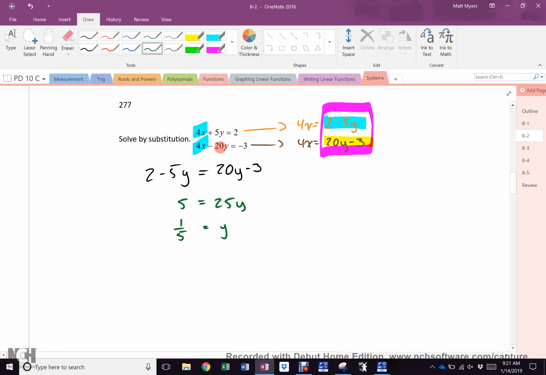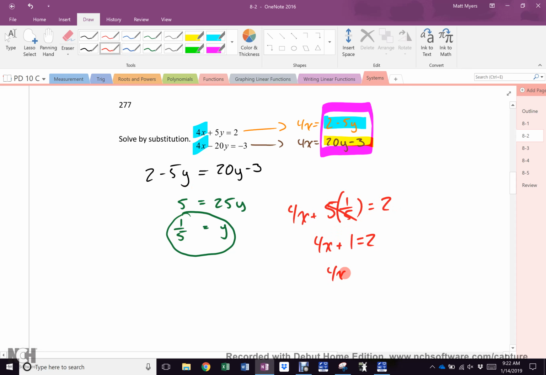Now, which of those equations is the right equation to substitute that into to keep it easy? Top one or bottom one? Why the top one? Because 5 and 1/5 will cancel nicely, won't they? 4x plus 5 times 1/5 equals 2. Cancel, cancel. 4x plus 1 equals 2. 4x equals 1. X equals 1/4. Do I have them? McKenna?